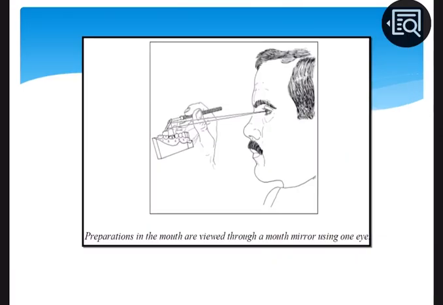So when you examine the preparation in the patient's mouth with the help of the mirror, again, the preparation in the mouth is viewed through a mouth mirror using one eye.